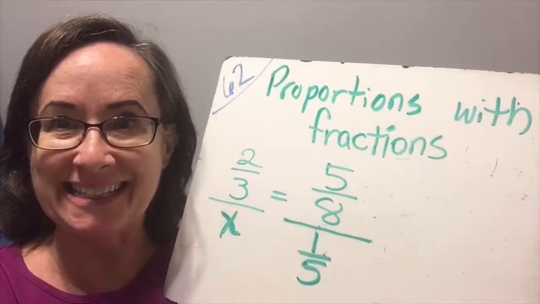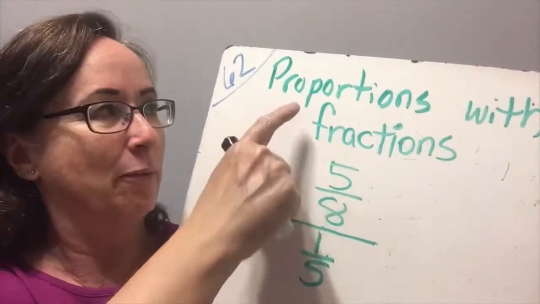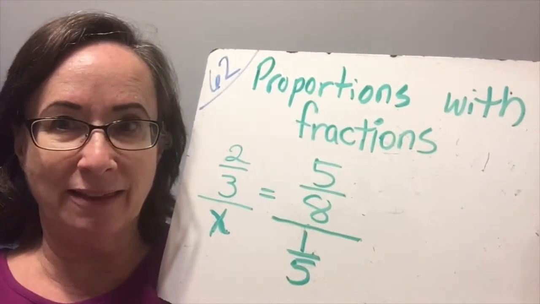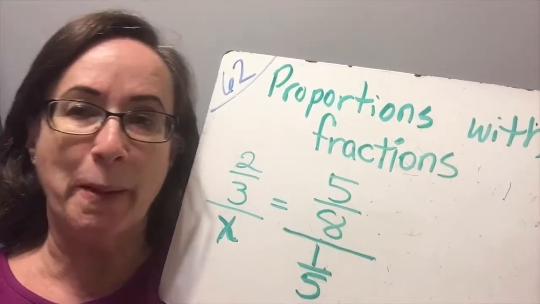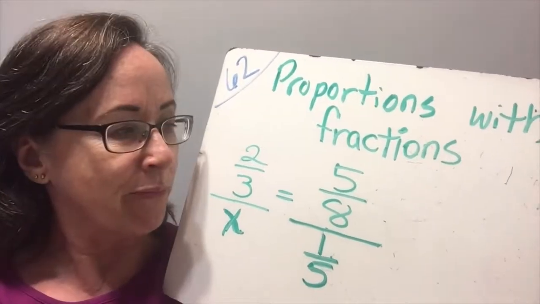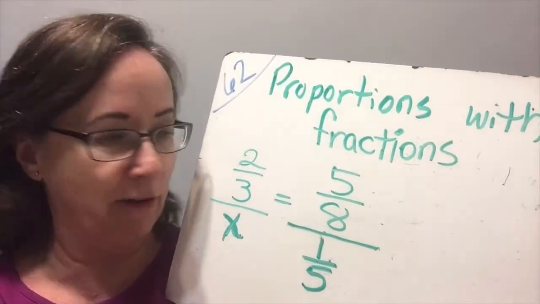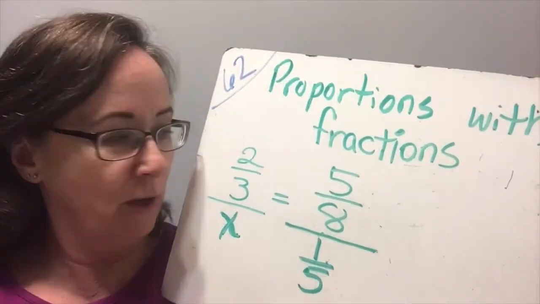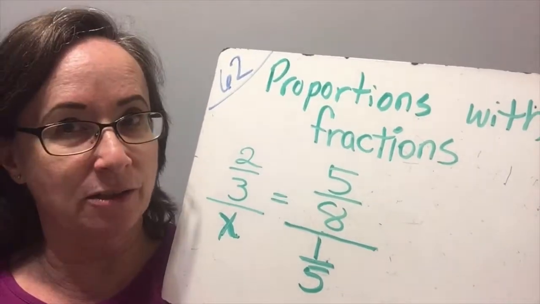And we are on lesson 62 of our blue book, just clicking right along, and we're talking about proportions with fractions. So here we have a problem. Remember, a proportion is anytime we have a fraction set equal to another fraction. And now we have a fraction that is made up of fractions.